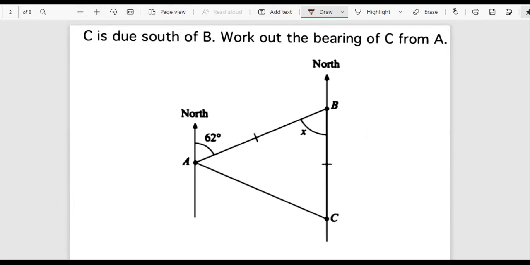All right. So it says C is due south of B. Well, that is obvious. Work out the bearing of C from A. From A, we are going to follow this north, and then we are going to connect A and C, and now the angle is going to be in the clockwise direction, and this is going to be the angle. We already have that 62. We need to find this angle, and then we are good to go. What do you think about this question? Can anyone tell me?